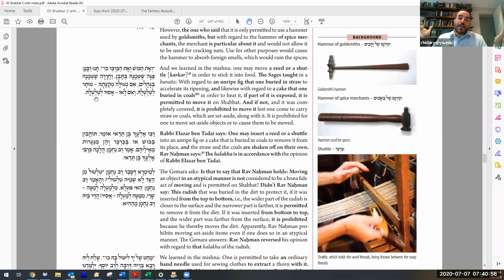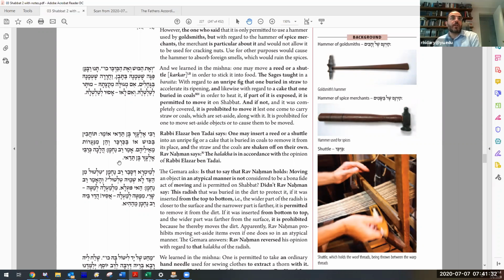If it's completely buried, then there is nothing I can do about it. I'm not allowed to remove the straw or the coals to take it out. That's the first opinion. Now, Rabbi Elazar ben Tadai, in the same Baraita, adds, "Tohabin bakush or bakarkar ve'menarot me'alehem." Even in that case where it's fully covered, I can take a reed or a shuttle, stick it in and spear it out, and the straw or the coals will just fall away by themselves. I'm not moving it directly, and that's also okay.